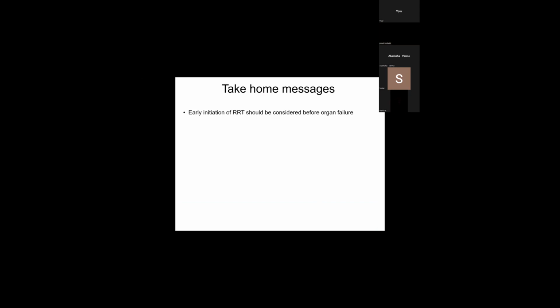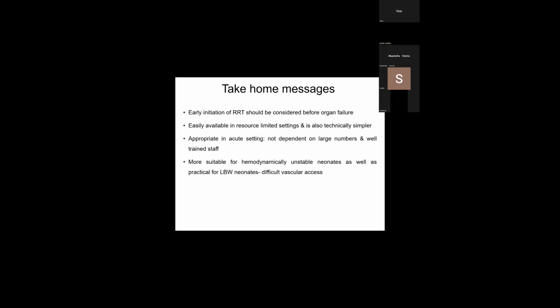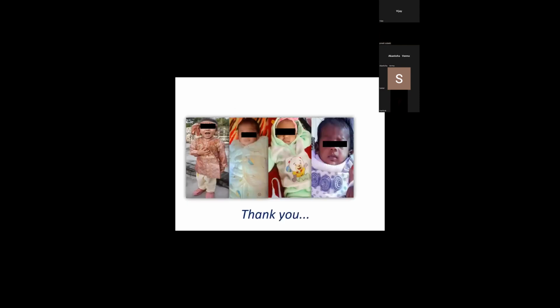So take-home messages: early initiation of RRT should be considered before organ failure. Peritoneal dialysis is easily available in resource limited settings and is also technically simpler. PD is appropriate in the acute setting, not dependent on large numbers of well-trained staff. PD is more suitable for hemodynamically unstable neonates as well as practical for low birth weight neonates as they have difficult vascular access. Peritoneal dialysis should be carried out aseptically with fluid input-output monitoring for effective dialysis. Thank you.